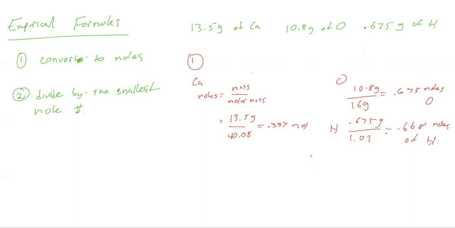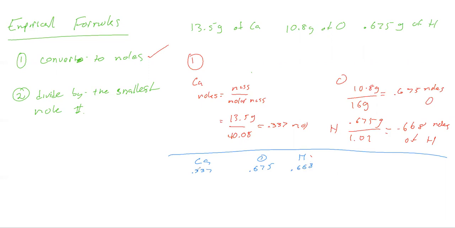So step one is complete. Now we have to move on to step two, and this is where it gets a little tricky for some people. Step two, we have to divide by the smallest mole number. How I like to start it off is I like to say, okay, calcium, I have 0.337 moles. Oxygen, I have 0.675 moles. And hydrogen, I have 0.668 moles.